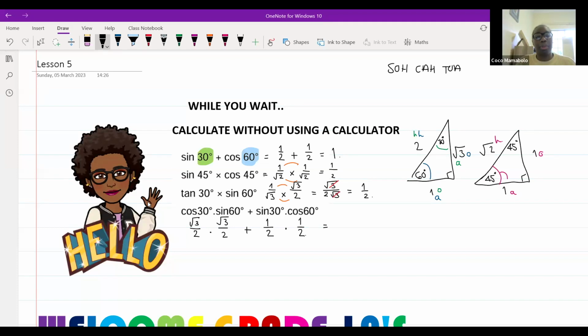All right, and we're multiplying. So multiply top with top, bottom with bottom, same here, top, top, bottom, bottom. So in the first one, root 3 times root 3 will just give us 3 over 4, plus 1 times 1 will give us 1, and at the bottom, 2 times 2 will give us 4. And 3/4 plus a quarter will just give us 1. So that's the final answer that we get there.